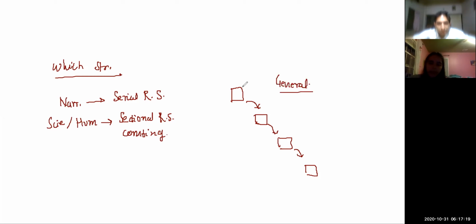Is serial spelled with an S or a C? It is spelled with an S. Okay, serial, S, serial reading strategy, sectional reading strategy, and here it is combing. S, serial is S. Okay, I see. All right.